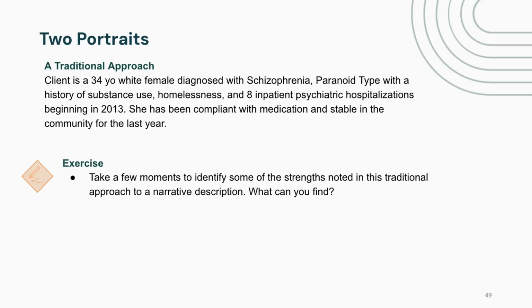The client is a 34-year-old white female diagnosed with schizophrenia, paranoid type, with a history of substance use, homelessness, and 8 inpatient psychiatric hospitalizations beginning in 2013. She has been compliant with medication and stable in the community for the last year. Get a writing utensil, jot down some notes. Identify some of the strengths in this traditional approach to a narrative description. What can you find?